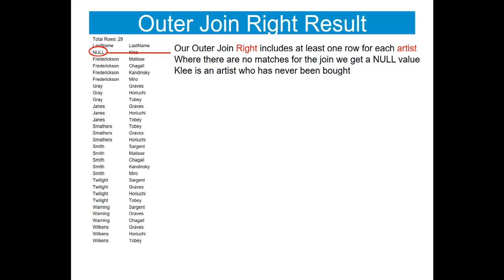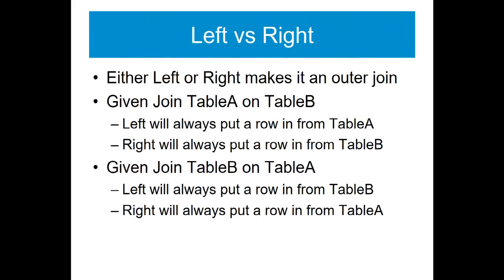So knowing where we don't have a connection sometimes is very valuable. And we can't find it with the inner joins. We can only find them with the outer join. Now, we said that either a left or a right makes it an outer join. So how does that work? Given join table A on table B, if we say left join table A on table B, left will always put a row in from table A. And if there's not a match in B, we'll have a null for the column from table B.